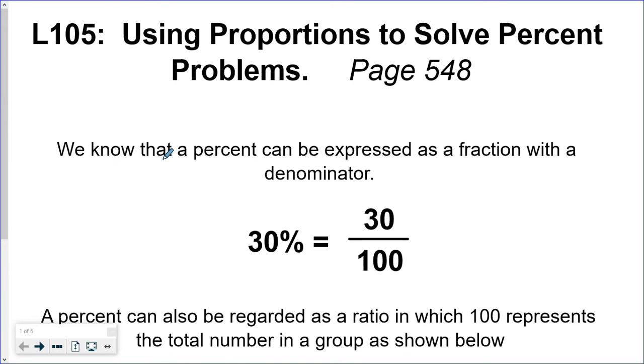So we know that a percentage can be expressed as a fraction as long as you put the 100 as the denominator. For example, if I have 30% and I want to write that as a fraction, that's going to equal 30 over 100. I know this is not in lowest terms, but we don't have to worry about lowest terms today. I do want to make sure we know that 30% means 30 out of 100.